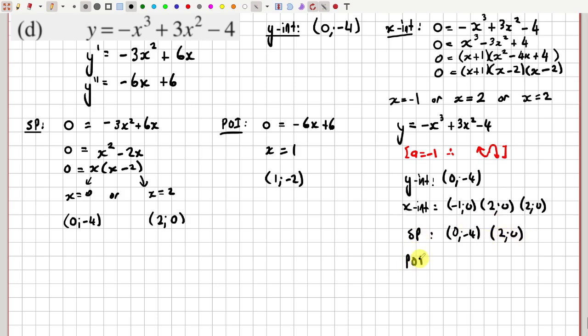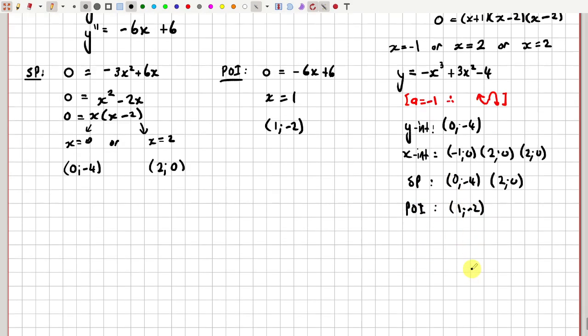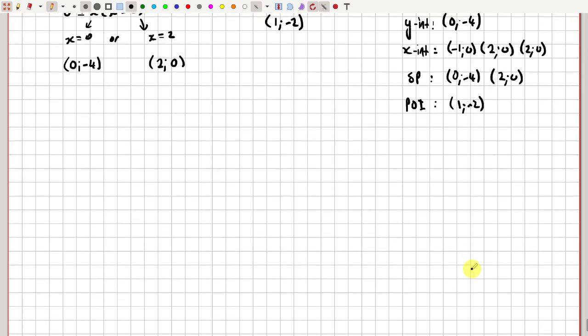And then our point of inflection, not point of intersection, 1 and negative 2. Okay, so let's draw these functions. We're not going too far left or too far right. We're not going too far up or too far down. Starting off with our y-intercept: 1, 2, 3, 4. There's our negative 4. 1, 2, 3, 4. There's that one. Next up, our x-intercepts will be at negative 1 and 2.